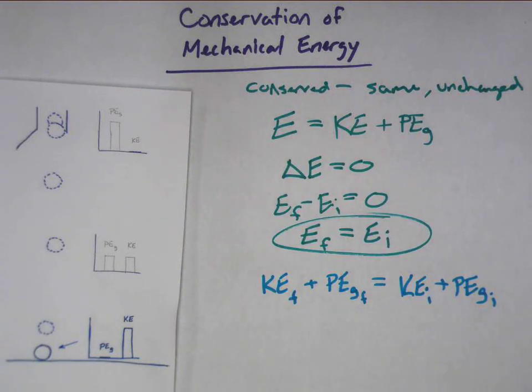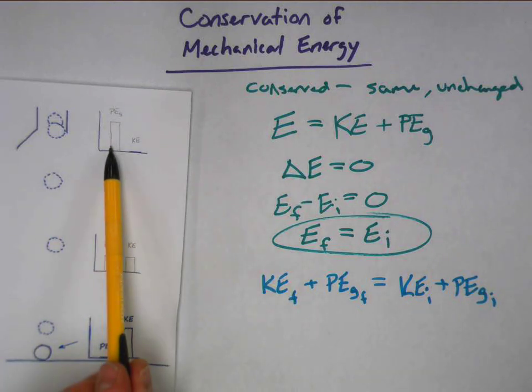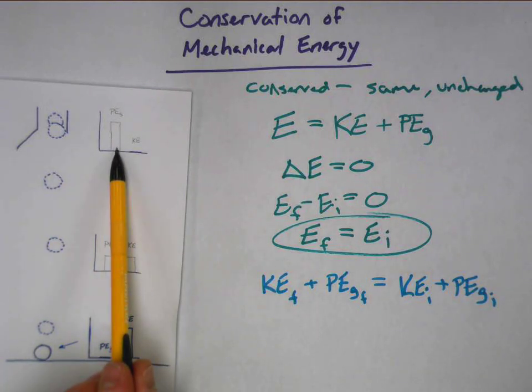Now, this is making a couple assumptions. This is like an ideal situation where there's no air resistance, there's no friction, nothing interfering with the object falling like this. But this is a really useful tool for us. And I just need you to understand, without diving into doing any calculations right now, it's basically a trade. We're trading one kind of energy for another.